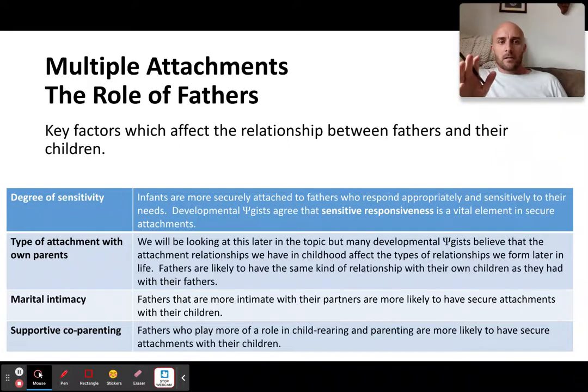4 key parts of the role of the father. You need to know all 4 of these, and you need to know pieces of research. So let's have a look at the first one.